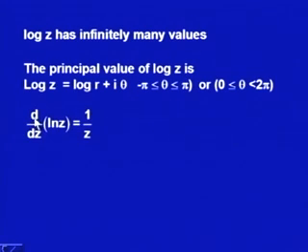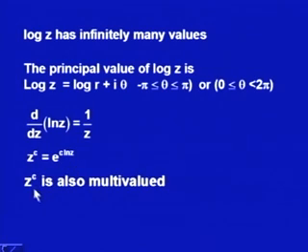One can also calculate the derivative. d/dz of ln z is equal to 1 upon z, and then we can define the function z raised to power c as e raised to power c ln z. So, z raised to power c is defined as this, and since this function is multivalued, z^c is also multivalued. So, we can define z^c in terms of the log function.